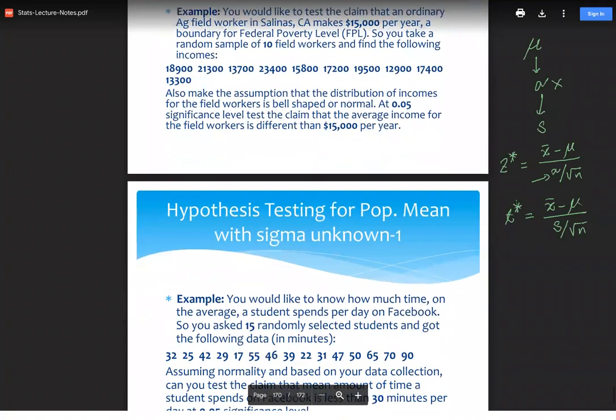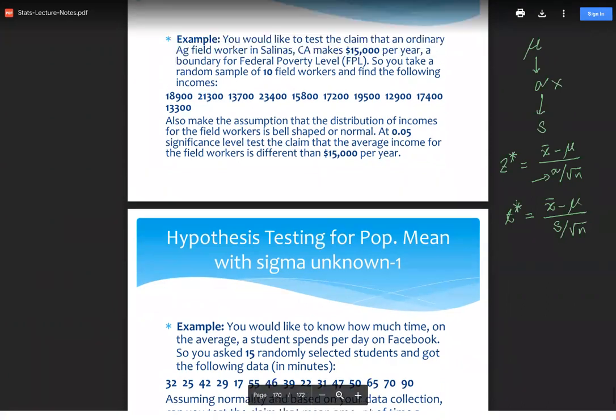So let's do this problem first. For this one, I want you to read the problem. Take a minute and read the problem and try to make some sense of it.